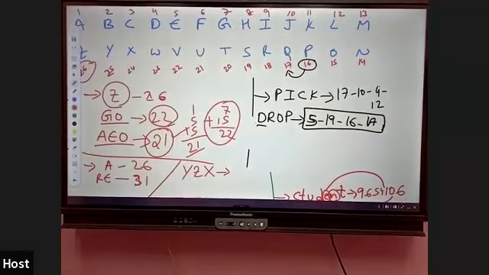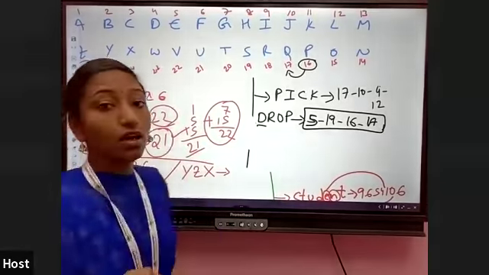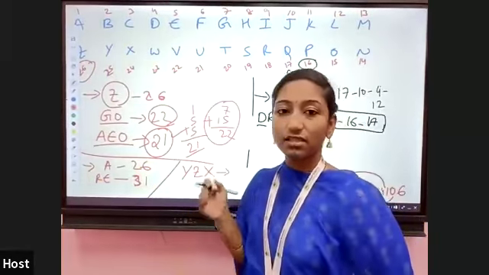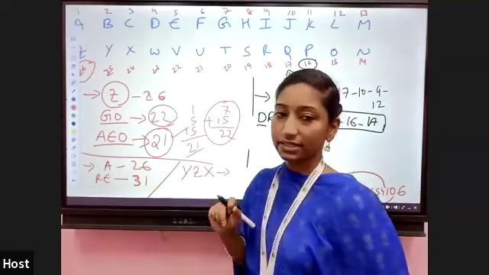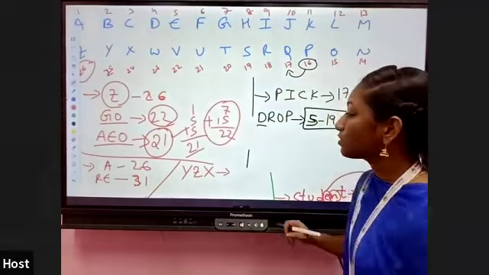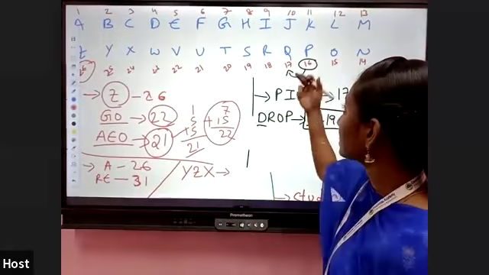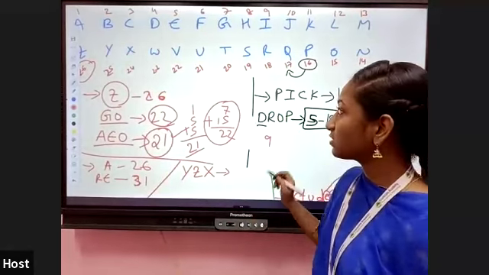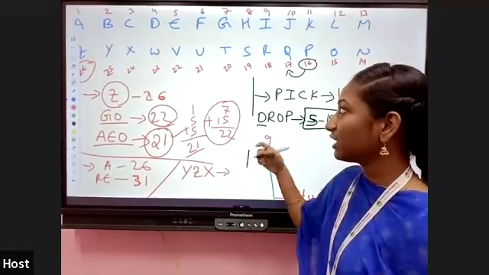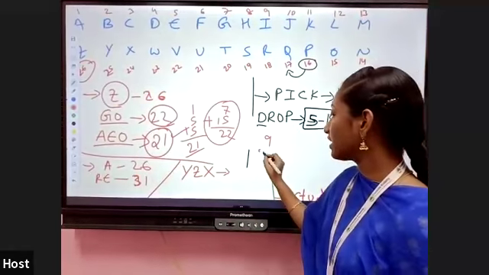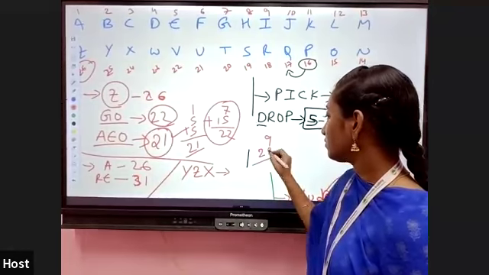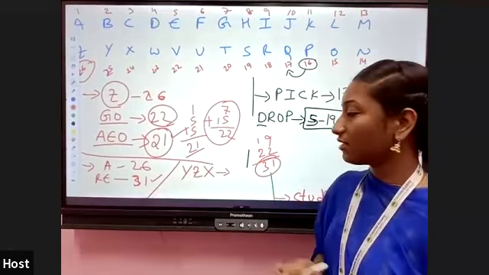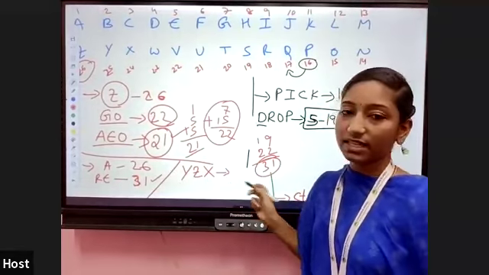So for A, they gave the code as 26. So for A, 26 means what? A's opposite letter is Z. Z is value 26. Next RE. The opposite letter of R is I. I value 9. Opposite letter of E is V, sorry. Value of V is 22. 31 is the answer.